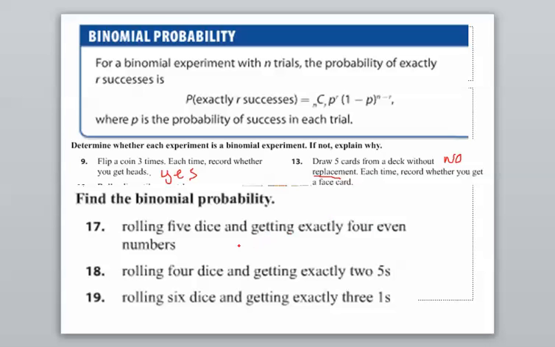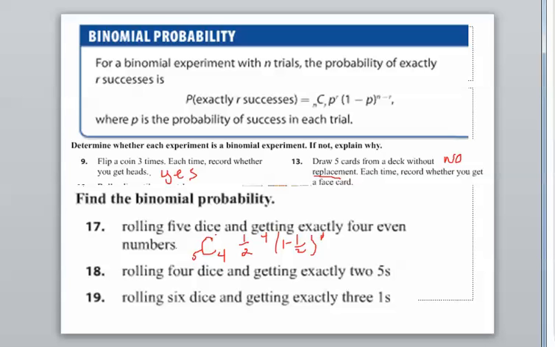So let's find some probabilities. Rolling 5 dice and getting exactly 4 even numbers. Well, this is what we're going to do. We're going to set up 5C4, because we're rolling 5 dice and we want exactly 4 of them to be even numbers. What's the probability of getting an even number on a die? Well, that's a 50% probability because there are 3 even numbers. So you're going to say 1/2 to the 4th power, and then you're going to take (1 minus 1/2) to the 1st power. And that will give you the probability that we're looking for.